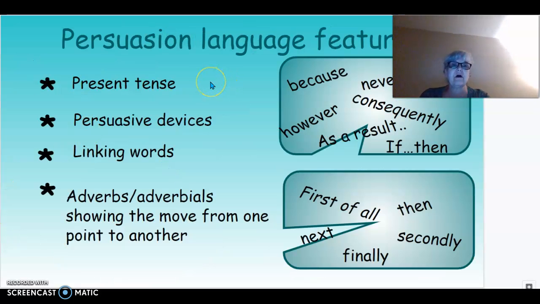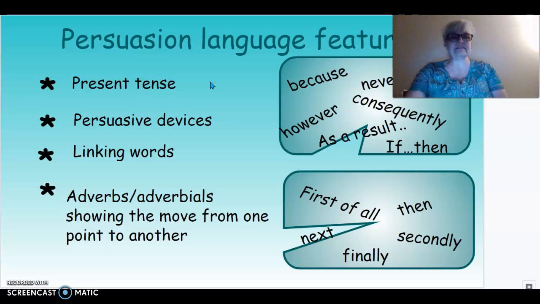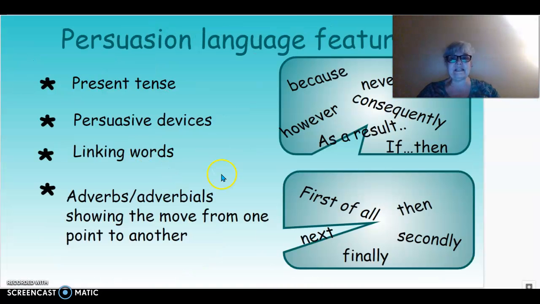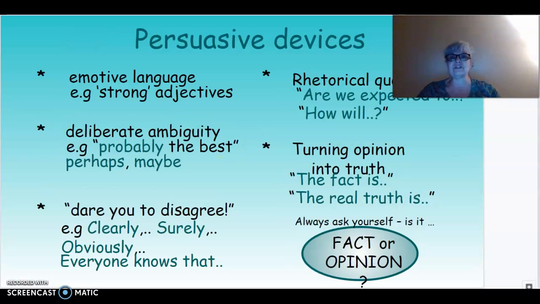All right. Also, things that are important. Using present tense, persuasive devices, linking words, such as you might say, first of all, then, secondly, finally, next. If you notice back in the text, she used, or he used, my first point, my second point, my third point, my final point. All right. And so those are words that you can use to begin. You can also use words like because, however, consequently, if, then. These are all words that you might use to help you as you make your explanations, all right?